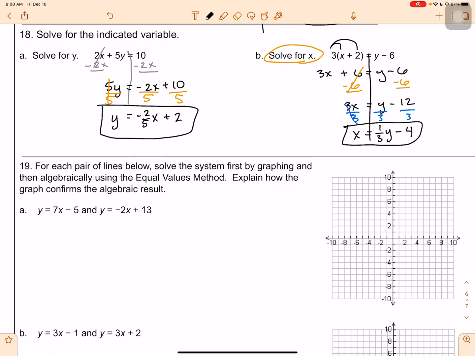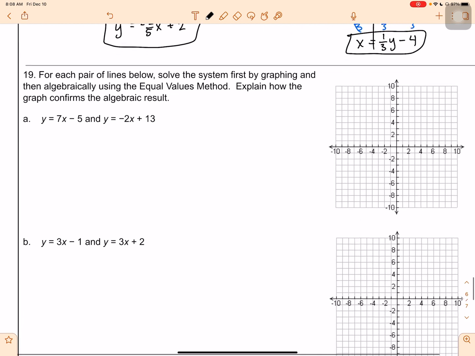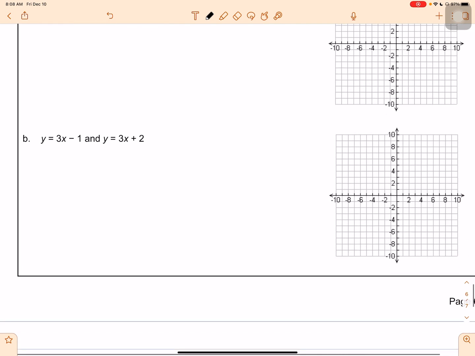Okay. Sorry guys, I'm going pretty fast because I'm almost out of time and I need to go to work. So these are the last two.